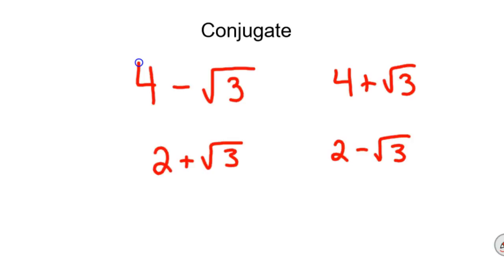Let's say, I'm just going to throw one over here, let's say we had negative 5 minus the square root of 7, for instance. That conjugate would be negative 5 plus the square root of 7. So the only sign that changes is that middle one. And that's what makes a conjugate.